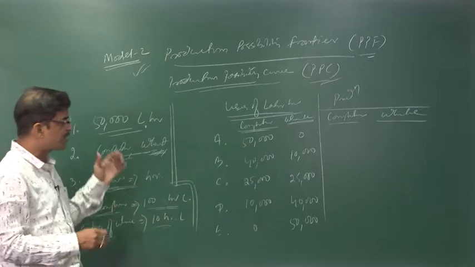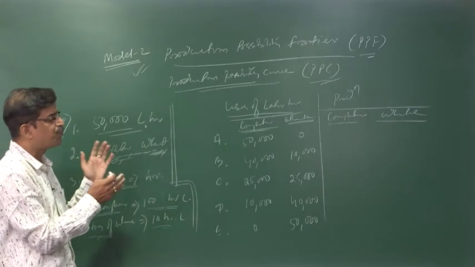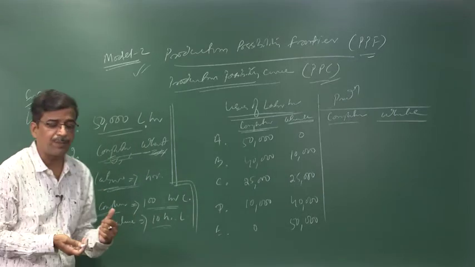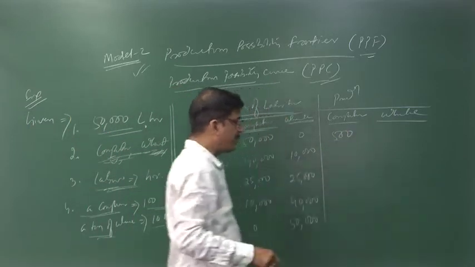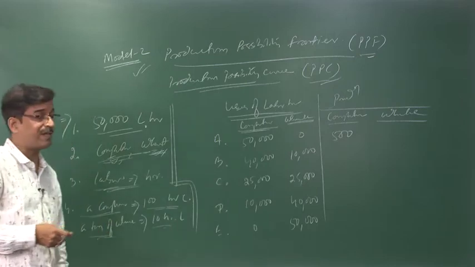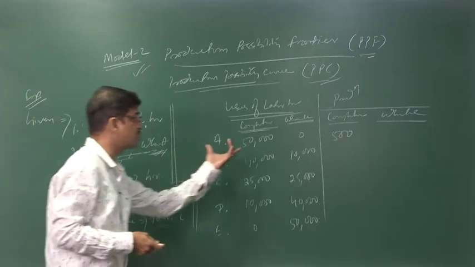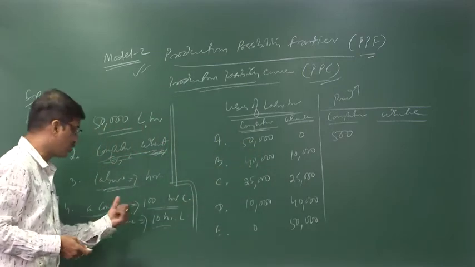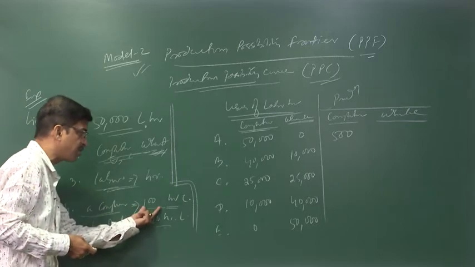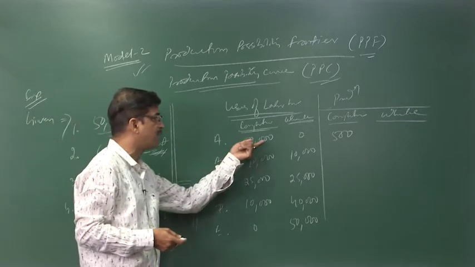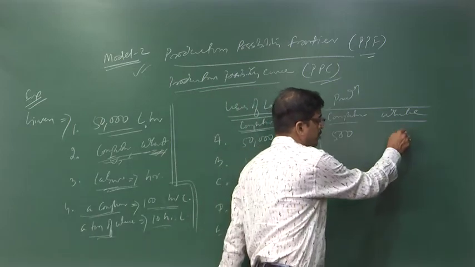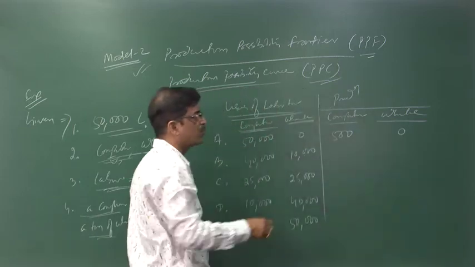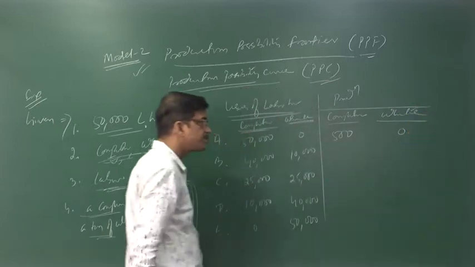If you are using the whole amount of labor hours to manufacture computers, then how many computers are going to be manufactured? Only 500 computers are going to be manufactured, because we are using the whole amount, and in order to produce a single computer requires 100 labor hours. When you divide by 100, we get 500 sets of computers and 0 units of wheat going to be manufactured.